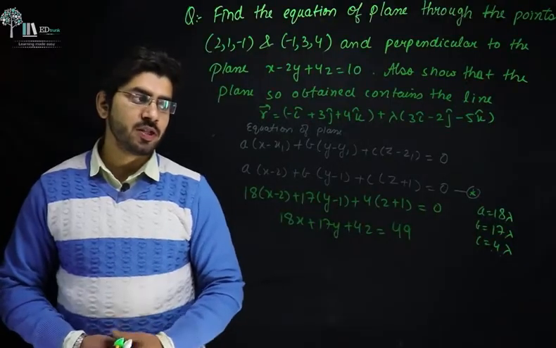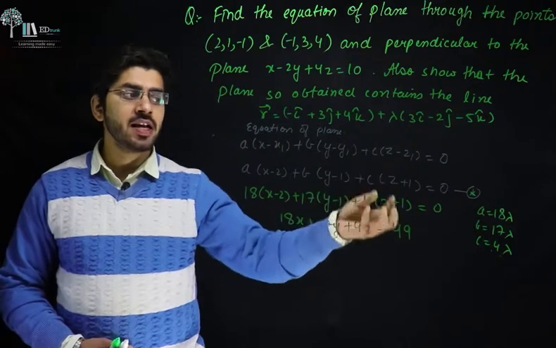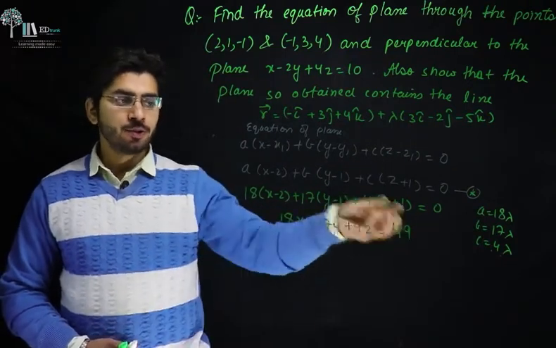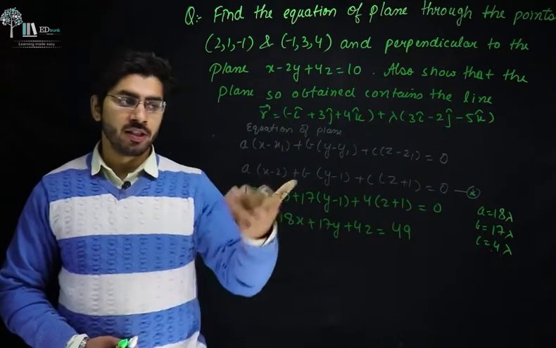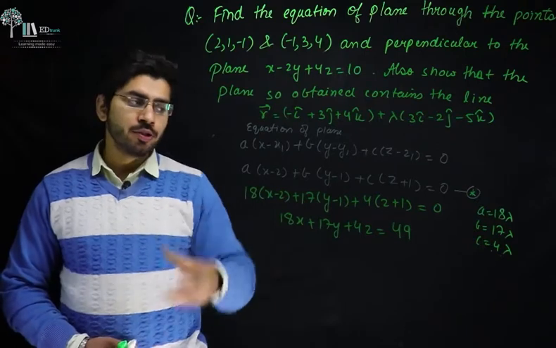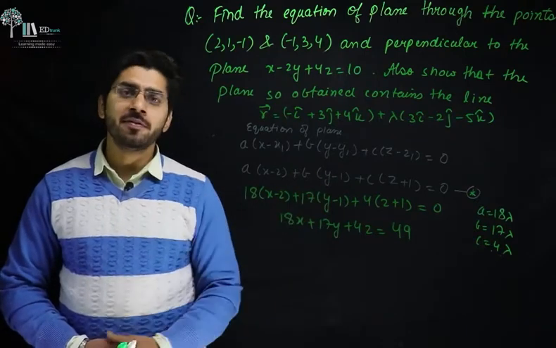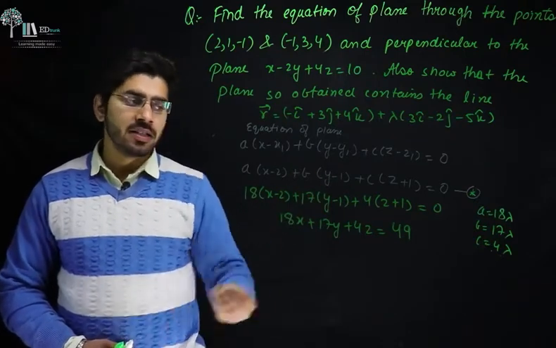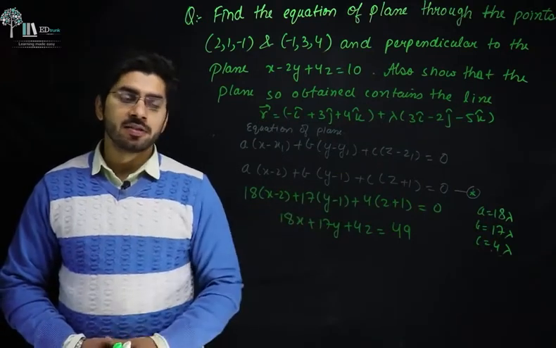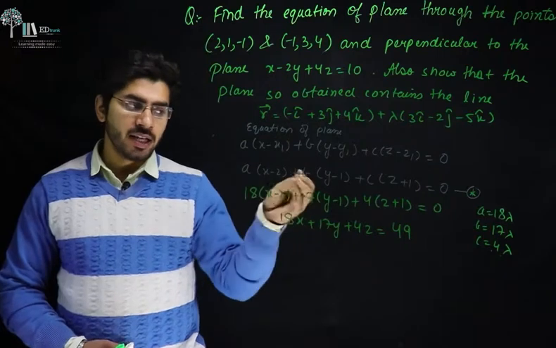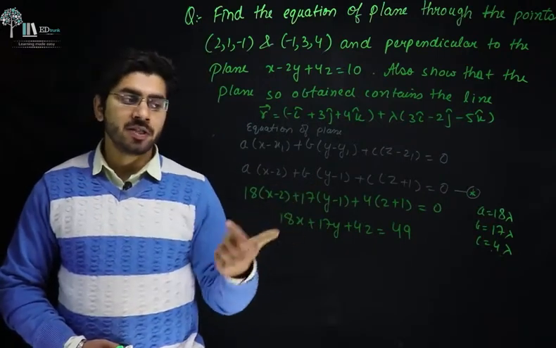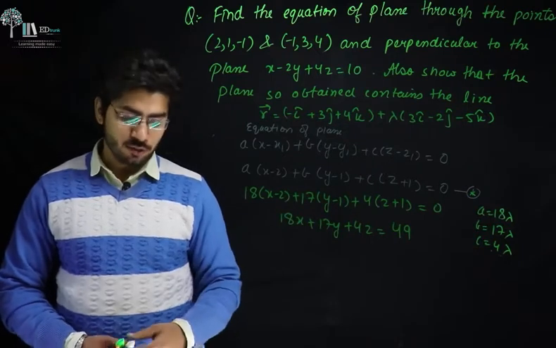So by solving those equations, we have got the value of A, B and C as 18 lambda, 17 lambda and 4 lambda. We just substitute those values in the equation of the plane, because we only needed to find A, B and C. If we substitute those values, we can remove lambda from here because lambda can be any multiple. It is equal to 0, so it will not be considered there. So we'll just substitute A as 18, B as 17 and C as 4, and we get the equation of the plane as 18x plus 17y plus 4z equals to 49.